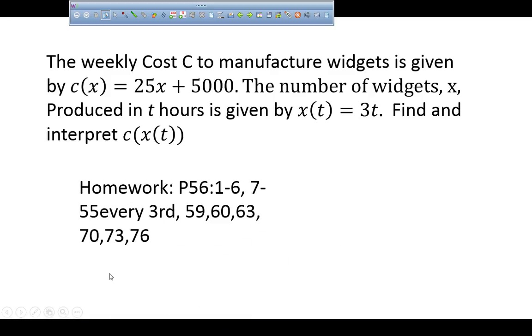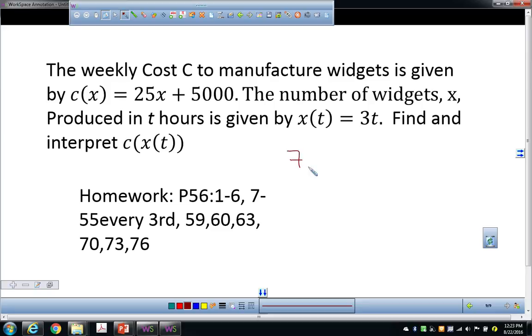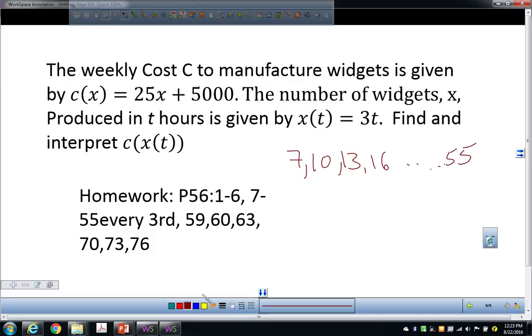There you go. Okay? So it looks like only 1 through 6, then 7 through 55, every third. You know what I mean by every third? 7, 8, 9, 10. So it'll be 7. On my Schoology, it's spelled out more precisely for you. But these aren't bad. It's just plugging in. So you go 7, 10, and 1 through 6 are just kind of definition problems. 13, 16, until you get to 55. Okay? So that's it.